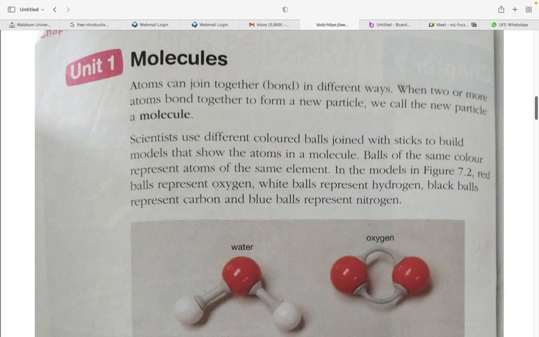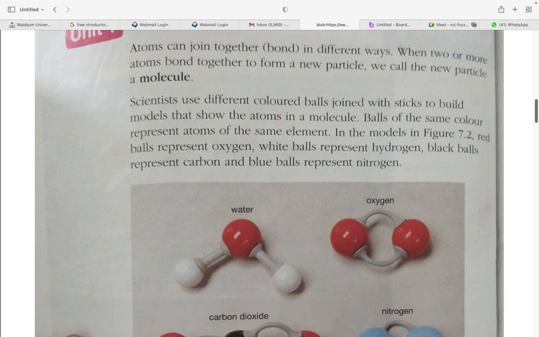When two or more atoms come together, they form a new particle called a molecule. So a molecule is defined as two or more atoms that are chemically combined together. Is that okay?